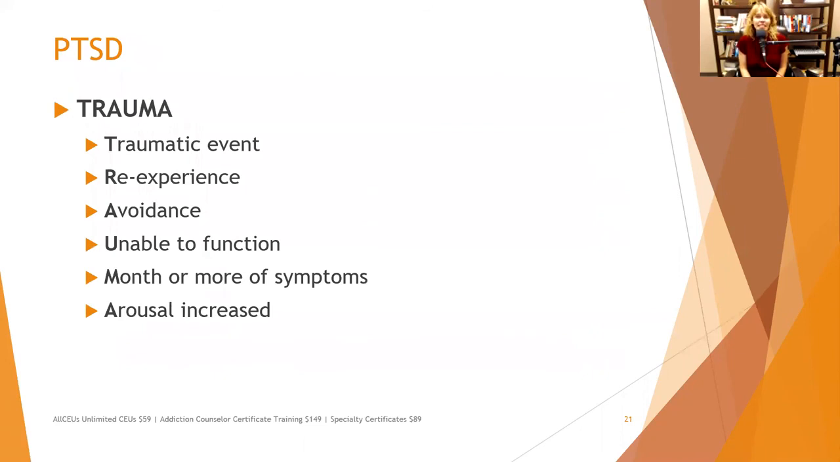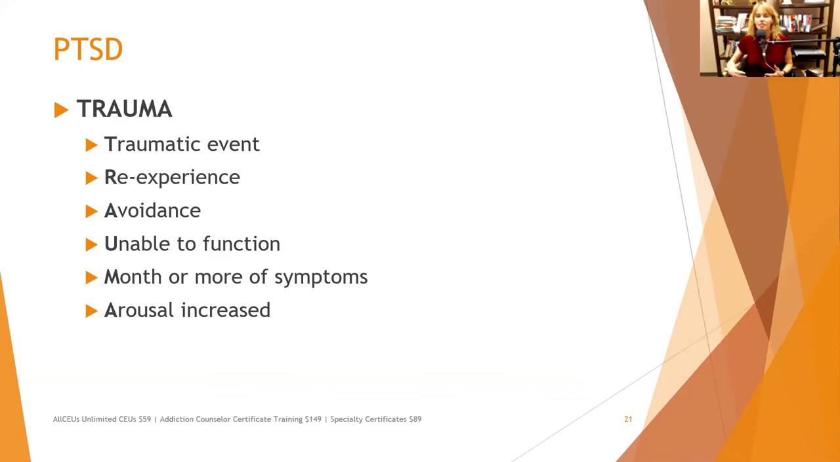And PTSD. The mnemonic I chose, there are multiple out there, is trauma. Traumatic event has to have happened. Yeah, go figure. They need to be re-experiencing the event either through flashbacks or intrusive dreams and nightmares. They need to be avoiding reminders of the event or their feelings about the event. Emotional numbing kind of goes in that avoidance too, where people are like, I don't feel anymore. I can't feel. It's not safe. They're unable to function. They have difficulty going to work and doing things. The symptoms last for a month or more, and they have increased arousal.